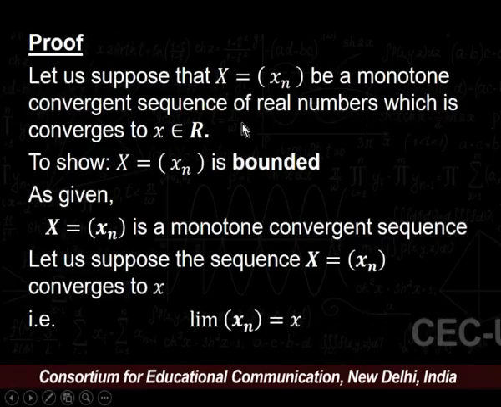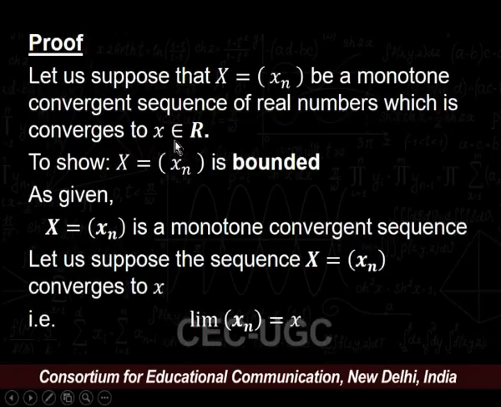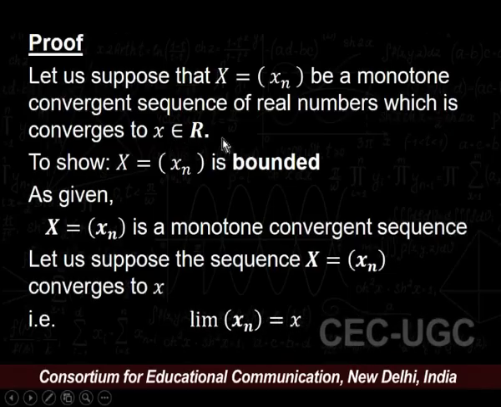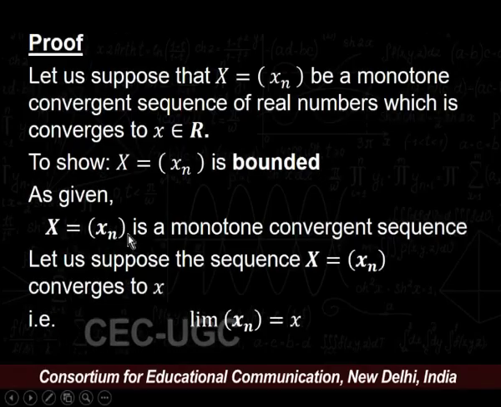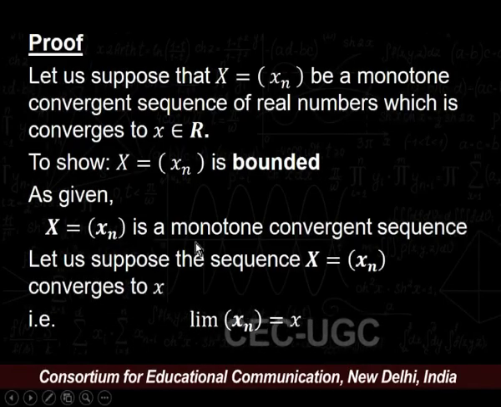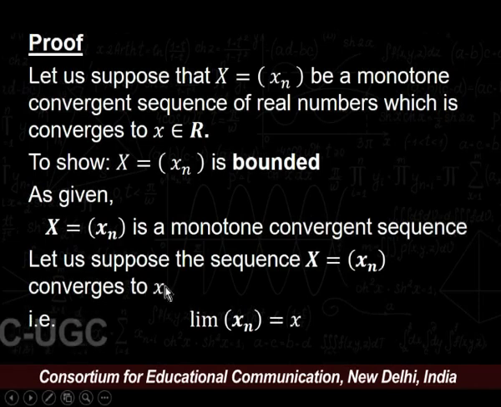Let us suppose that x = (x_n) is a monotone convergent sequence of real numbers which converges to x, where x belongs to the real numbers. We need to show that x = (x_n) is a bounded sequence. As given, (x_n) is a monotone convergent sequence. Let us suppose the sequence (x_n) converges to x, that is, the limit of x_n is equal to x.